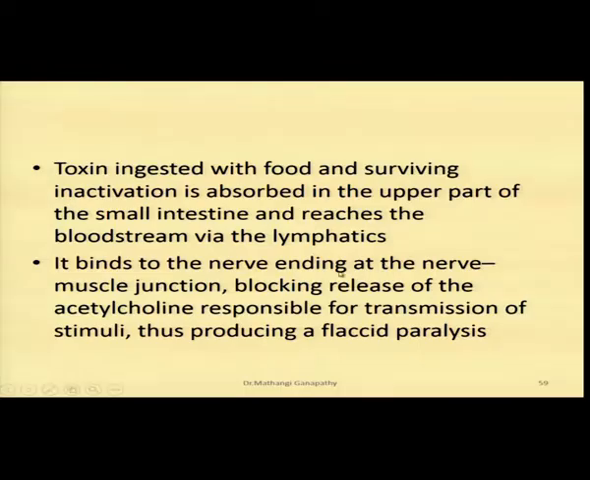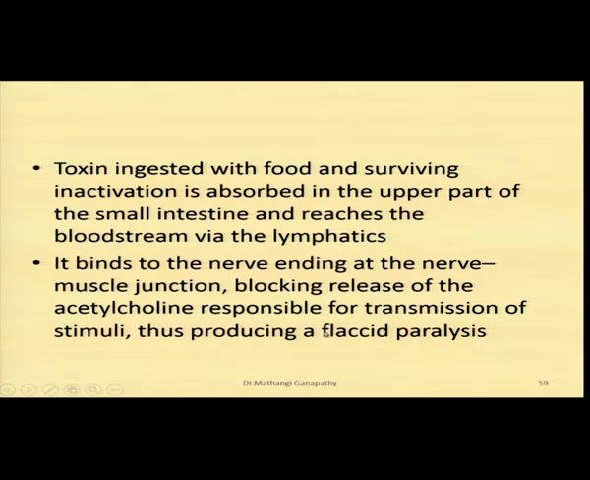Toxin ingested with the food and surviving inactivation is absorbed in the upper part of the small intestine, and it reaches the bloodstream via the lymphatics. It binds to the nerve ending at the nerve-muscle junction. It blocks the release of the acetylcholine responsible for the transmission of stimuli, thus producing a flaccid paralysis.